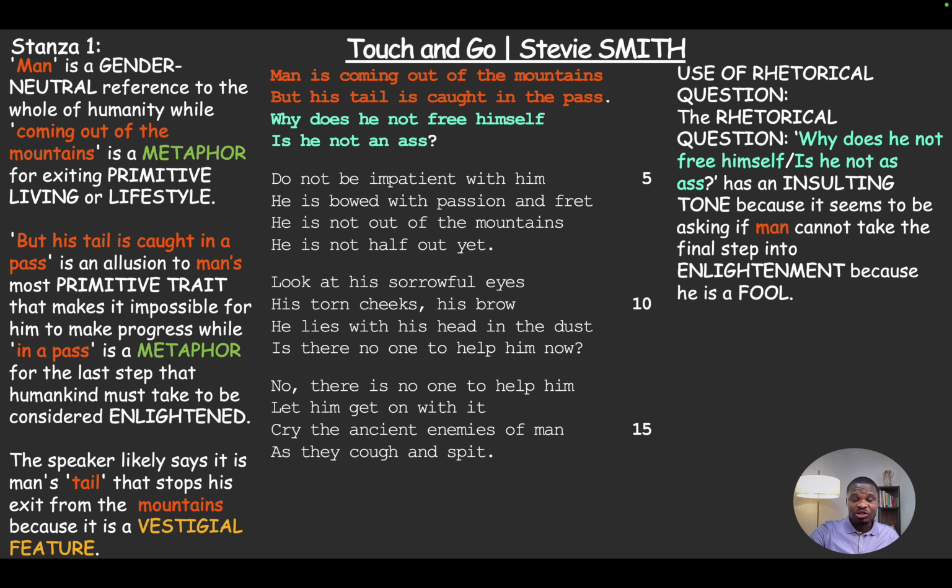Then, in lines 3 and 4 of the first stanza, we see the use of a rhetorical question. The rhetorical question is, why does he not free himself? So that's what we see in the third line. But then the fourth line continues: is he not an ass? Now, this question carries an insulting tone because it seems to be asking if man cannot take the final step into enlightenment because he's a fool, essentially. So is it because man is a fool? That is why he's unable to take the final step into enlightenment. So that essentially is the question.